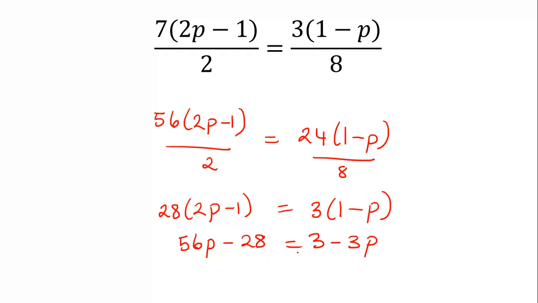Going to do the next two steps in one, following that space. So I'm going to add 3p to both sides, which gives me 59p. I'll add 28. So 59p equals 31. So p equals 31 divided by 59. That's not going to be a pleasant decimal, so I'm going to leave that as a fraction.